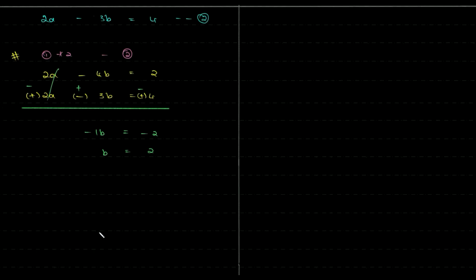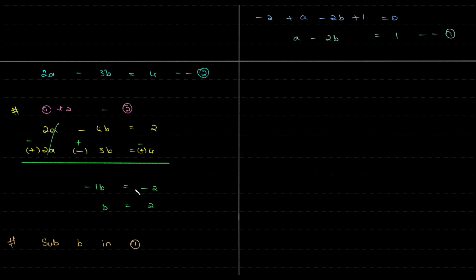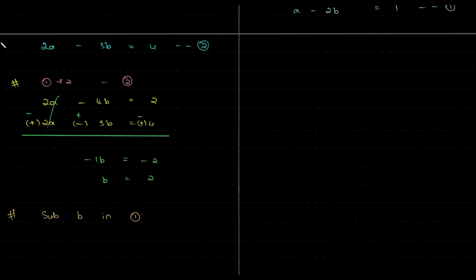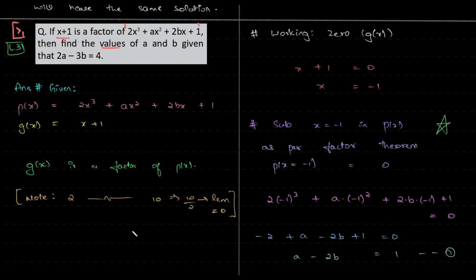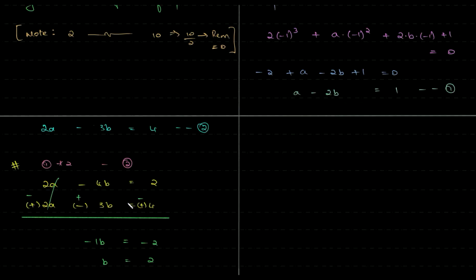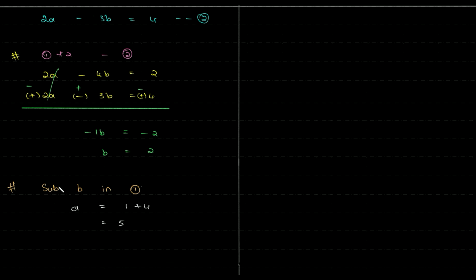So this is b is equal to 2. Then what else do we have? We have to find a, right? We're going to substitute b in equation 1, which is a minus 2b is equal to 1. So a will be equal to 1 plus 4, which is equal to 5. I think that's the answer, right? We have to find a and b. So finally we'll just write a comma b is equal to, again summarizing the answer will help the teacher to correct the paper easily. That would be equal to 5 comma 2.